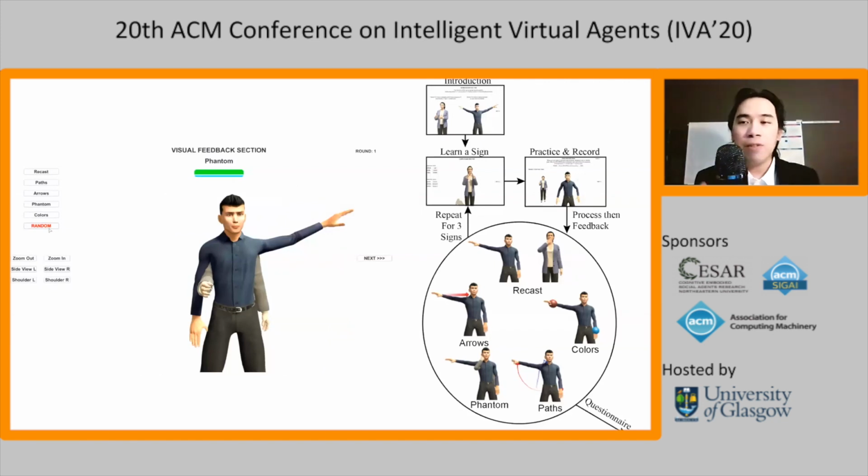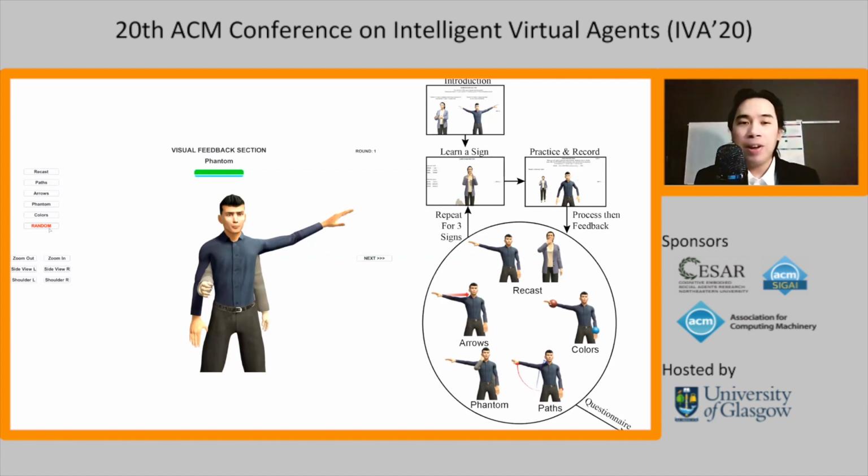The second form of feedback that we want to provide is called phantom feedback. In this phantom feedback, only the two arms of the teacher are shown on top of the student model, performing the correct sign, while the student model performs the recorded movement of the learner at the same time.